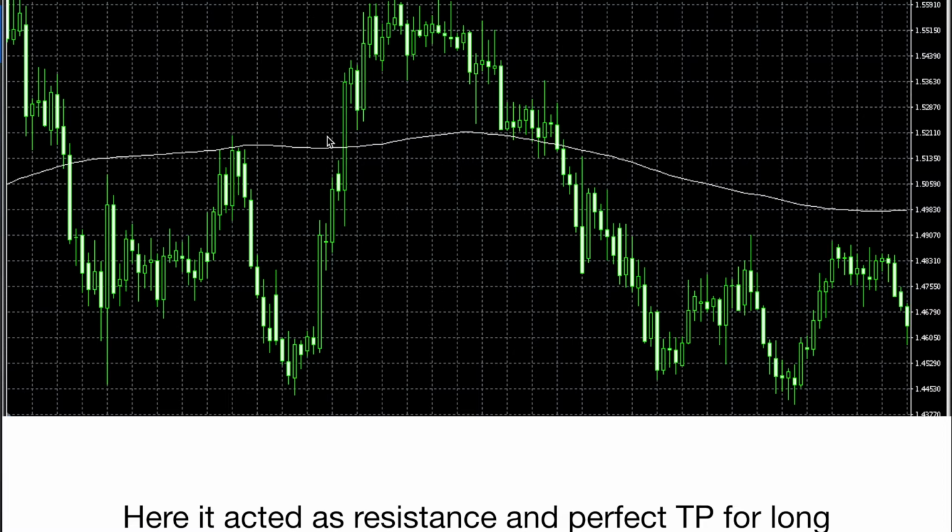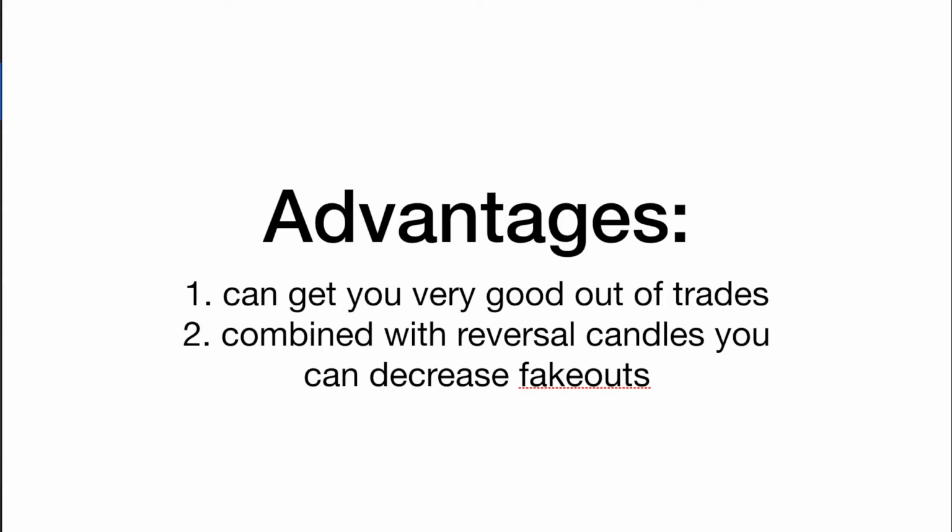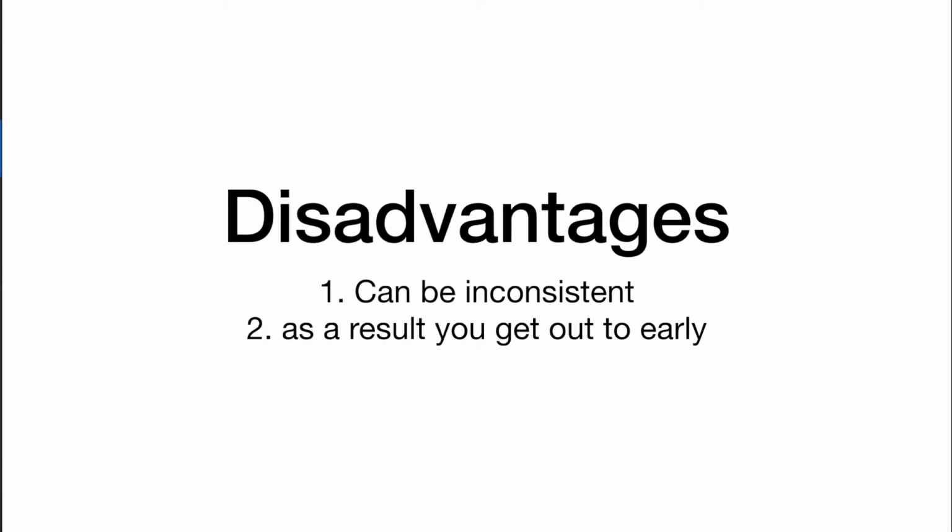As you can see, this isn't always the case. Sometimes you will get candles that close above directly. So it can get you very good out of trades. That's the main advantage. Combined with reversal candles, you can also decrease the fakeouts. The disadvantage is that it can be really inconsistent and you can get out too early.